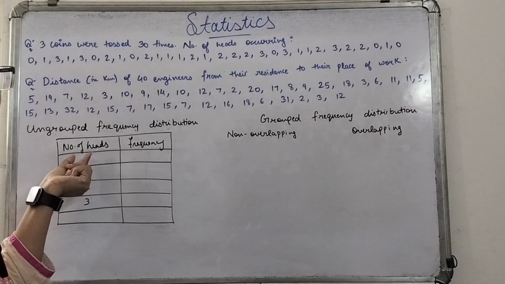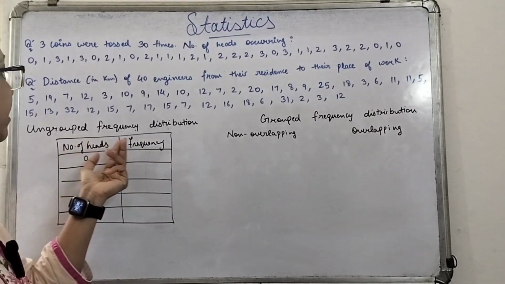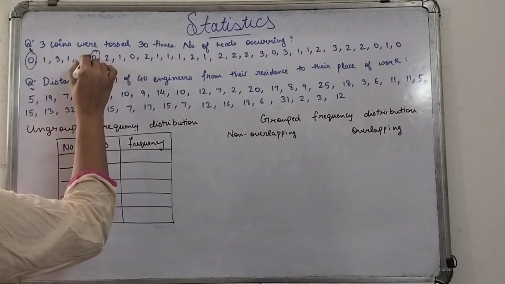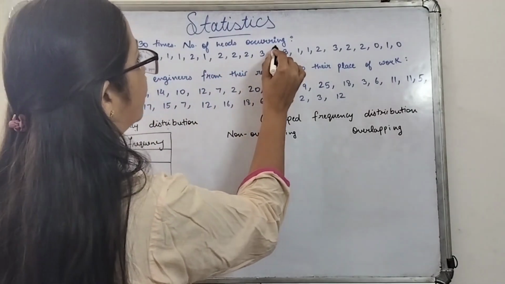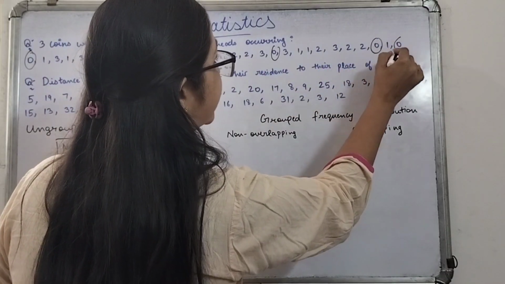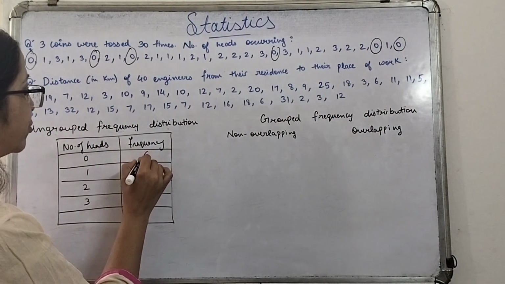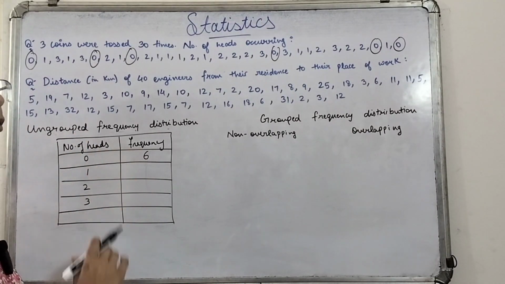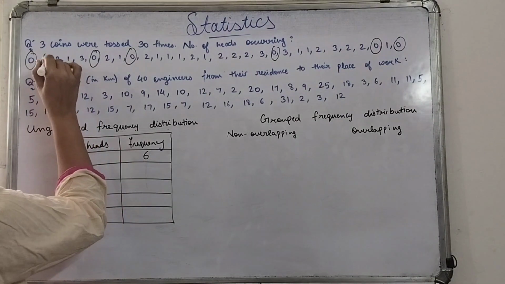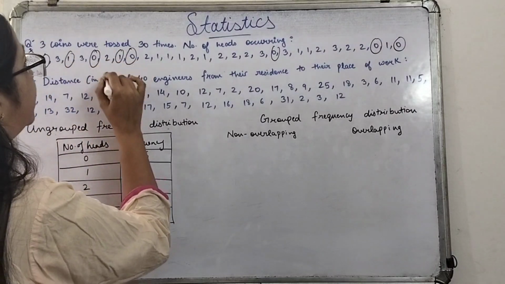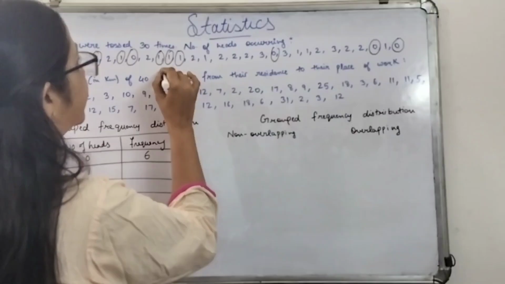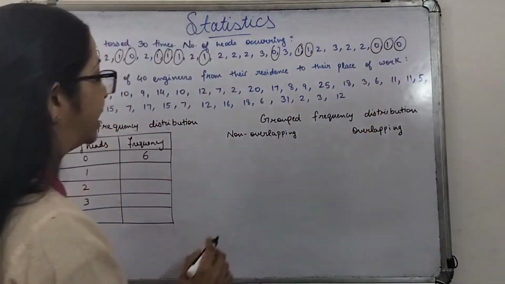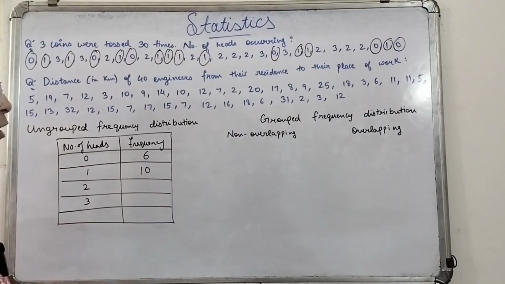Now, how many times does 0 heads come? That will be the frequency. Over here we can see 0 is coming once, 2, 3, 4, 5, 6 times. So the frequency of this will be 6. How many times does 1 come as the head? That will show its frequency. So let's see: 1, 2, 3, 4, 5, 6, 7, 8, 9, 10. 10 times 1 is coming. So its frequency will be 10.